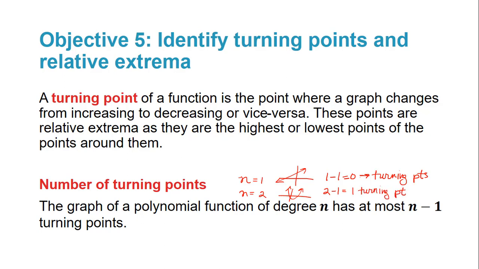Now, it may not have all of the turning points, but it can have at most that. So if the degree is 10, there would be at most 10 minus 1, or 9 turning points. If the degree is 50, it would be 50 minus 1, or 49 turning points.